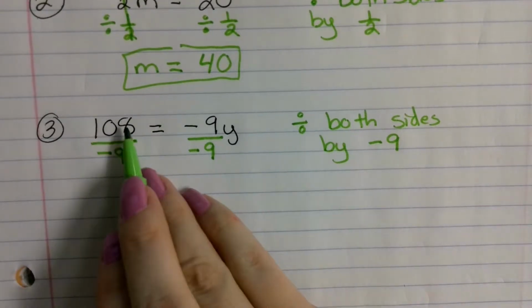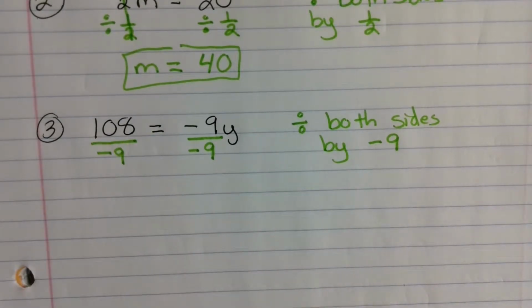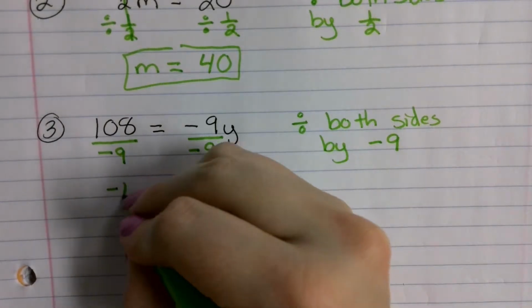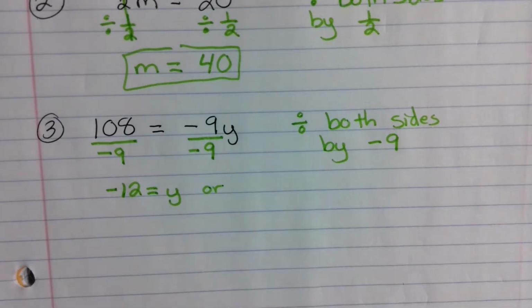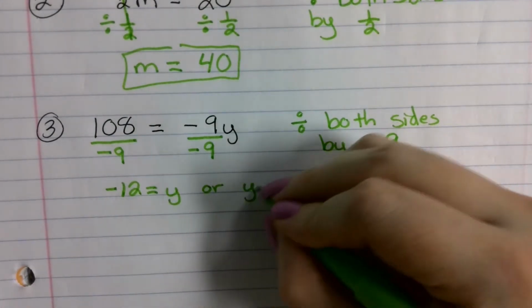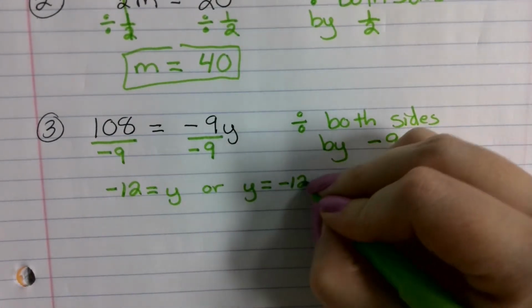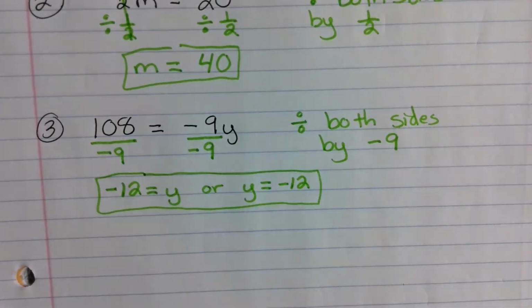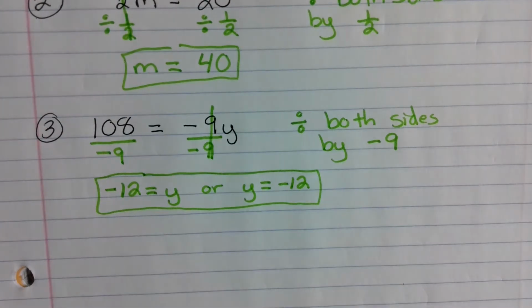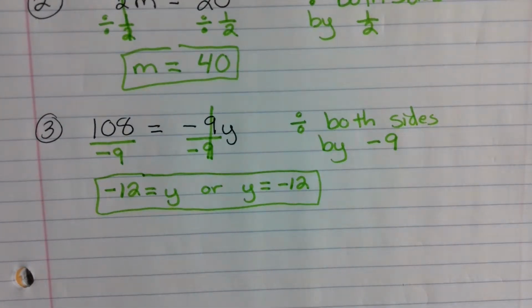Okay, what's 108 divided by negative 9? Negative 12. Good. So you could write it as negative 12 is equal to y, or if you wanted to put the y first, you could put y is equal to negative 12. Either one of those is perfectly fine. Those 9s will cancel out, right? They're going to cross off.